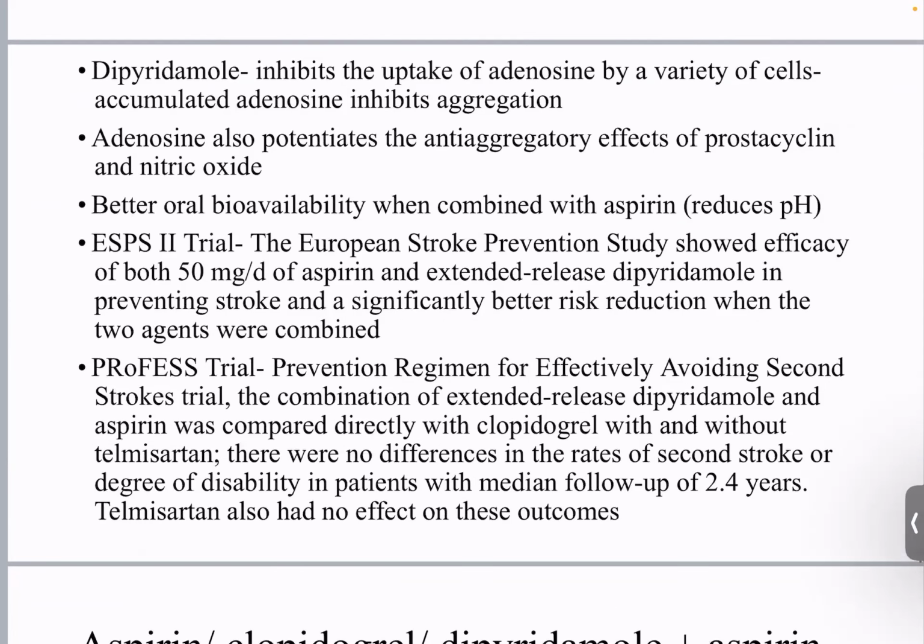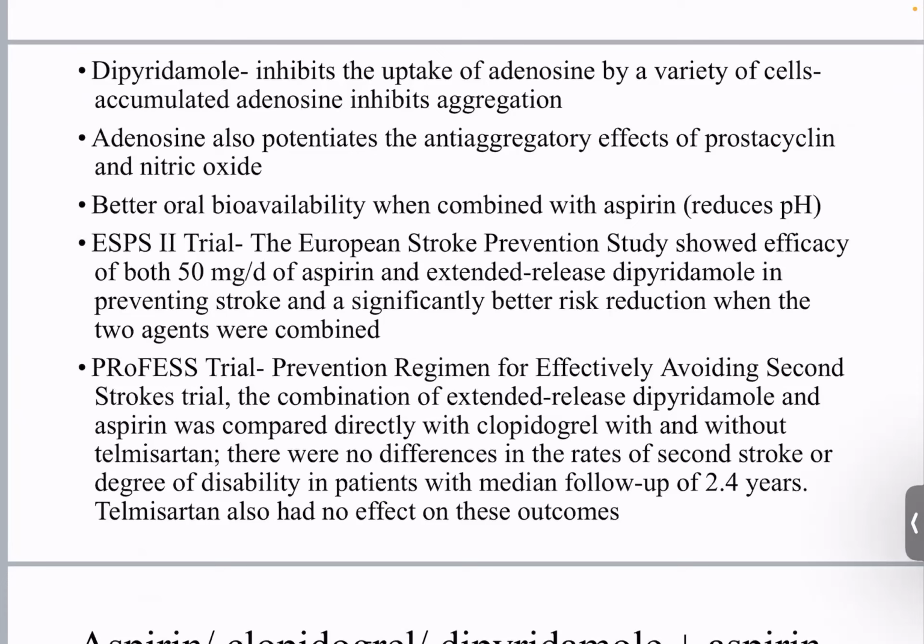Then we have dipyridamole, which inhibits the uptake of adenosine by a variety of cells. This accumulated adenosine in turn inhibits platelet aggregation. Adenosine also potentiates the anti-aggregatory effects of prostacyclin and nitric oxide. It has better oral bioavailability when combined with aspirin because aspirin reduces the pH. This combination has been studied in the ESPS2 trial, that is the European Stroke Prevention Study, where it showed a significant risk reduction in preventing stroke when the two agents were combined.